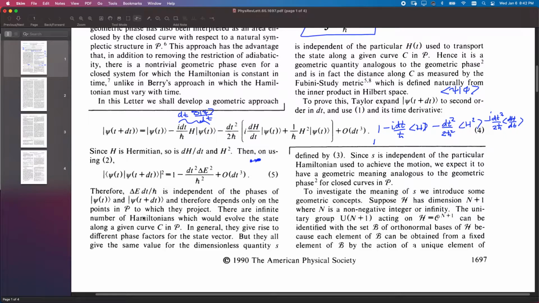All right. There are an infinite number of Hamiltonians which would evolve the state along a given curve C in Hilbert space P. I think what they mean there is that for this left-hand side, you could use any number of Hamiltonians that will give you the same delta E. They give you the same distance. In general, they give rise to different phase factors for the state vector, but they all give the same value for the dimensionless quantity S, defined by 3.